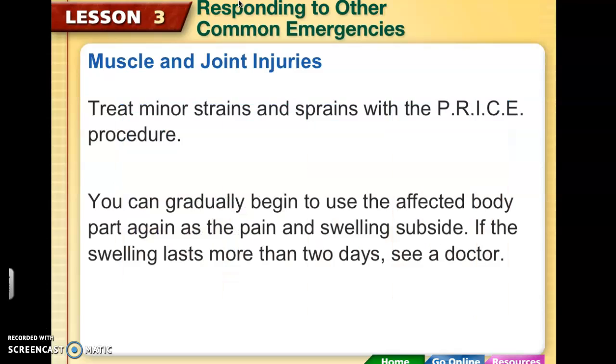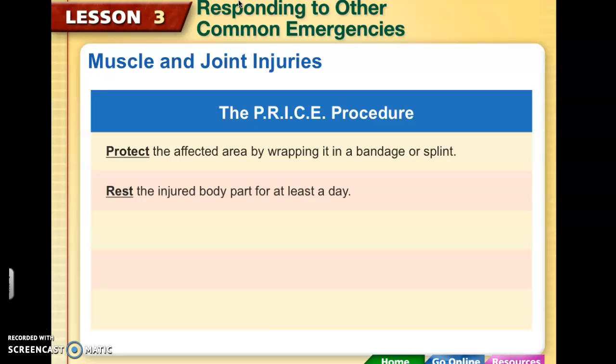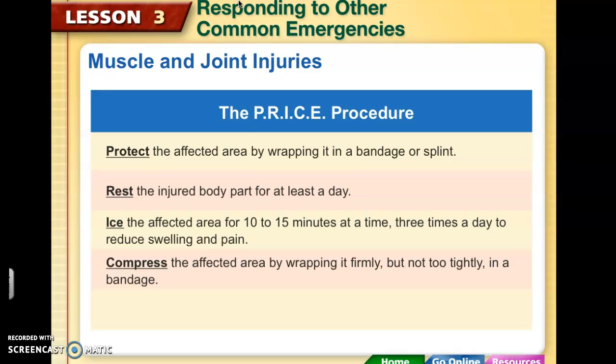Of course, to treat minor strains and sprains, you're going to use the PRICE procedure, and that is: protect the affected area, rest the injured body part for at least a day, ice the affected area for 10 to 15 minutes at a time, 3 times a day to reduce the pain and swelling, compress the affected area by wrapping it firmly but not too tight, and then elevate the injured body part above the level of the heart if possible.